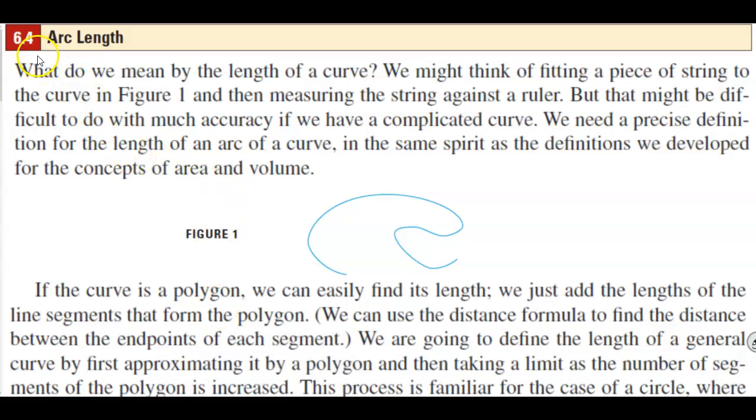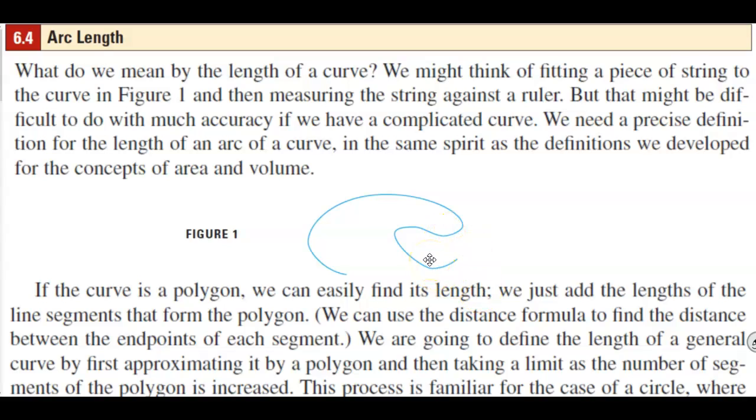In 6.4, we'll be discussing arc length. So what do we mean by the length of a curve? We might think of fitting a piece of string to the curve which you see in figure 1, and then measuring the string against a ruler. But that might be difficult to do with much accuracy if we have a complicated curve.